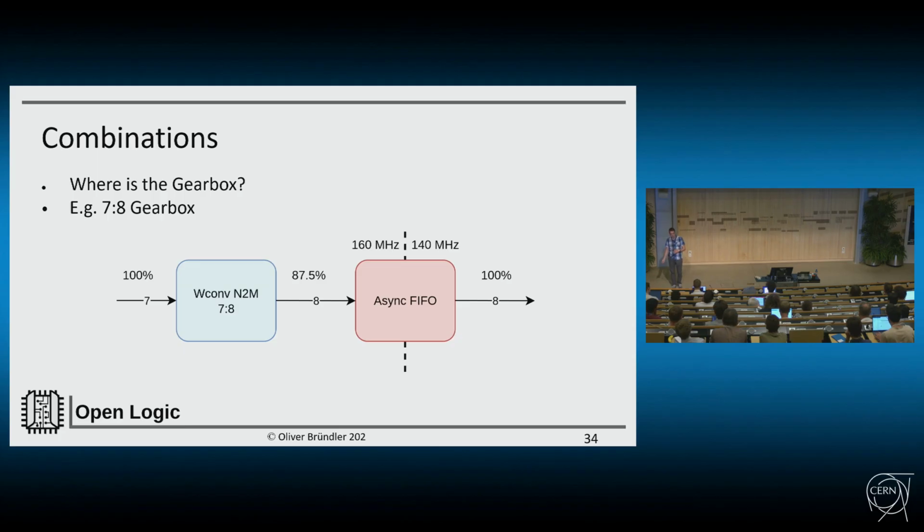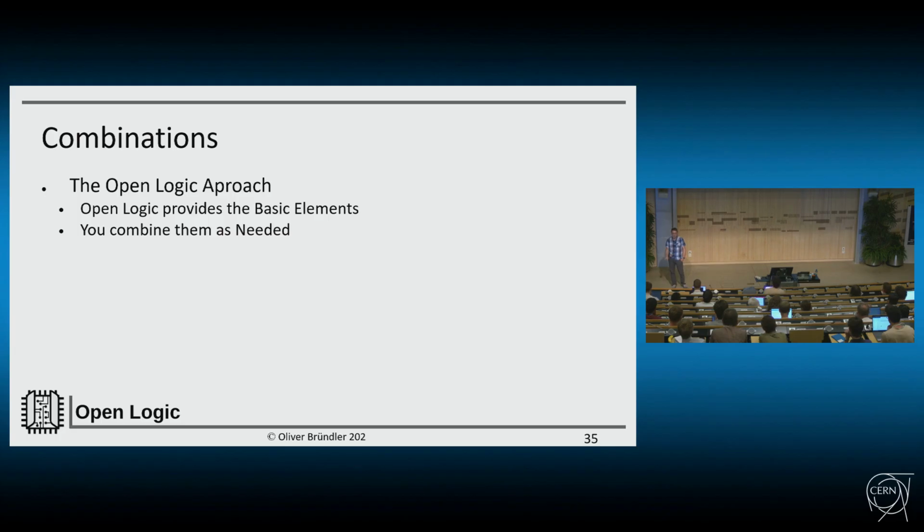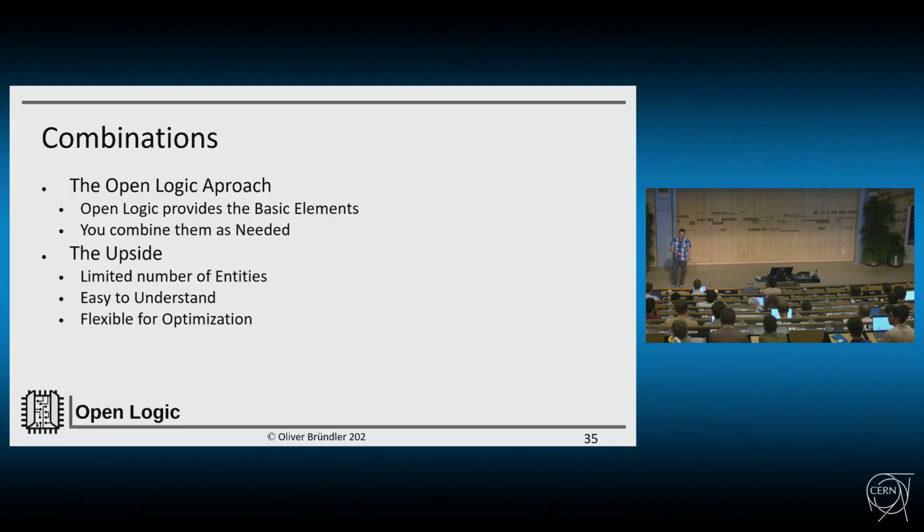So if you look for something that you miss, very often it's 2 or 3 components to combine, and it gives you the freedom to combine them in the way that makes most sense for your application. So the general approach is that Open Logic provides you the basic elements, and you combine them as needed. If you miss something, first check whether you can make it happen by combining. If you don't find a way, just drop me a note, make an issue, I will come back to you.